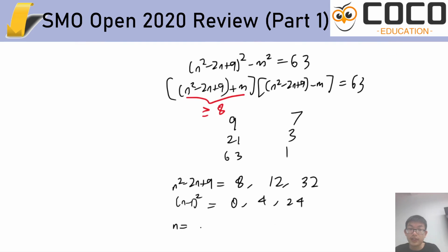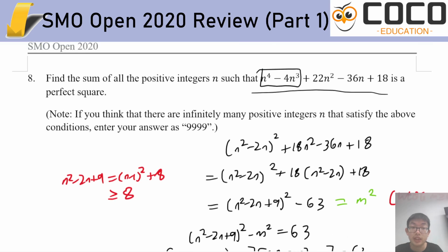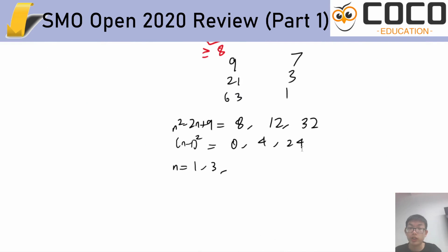n minus 1 is 0, means n is 1, n minus 1 is plus minus 2, so you get 1 and 3, and well, negative 3 I don't include since the question asks for positive integers only. I also don't include 24 because that's not a perfect square, so in fact there's no comma, it's just 1 and 3.